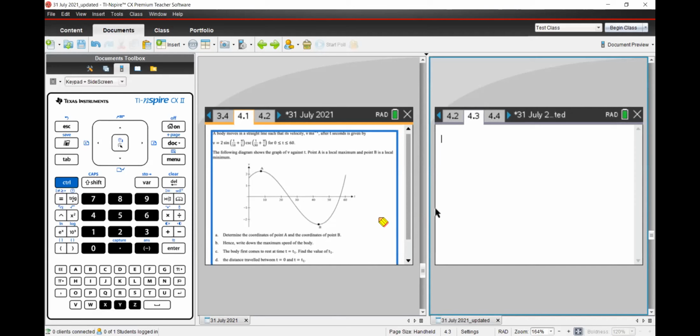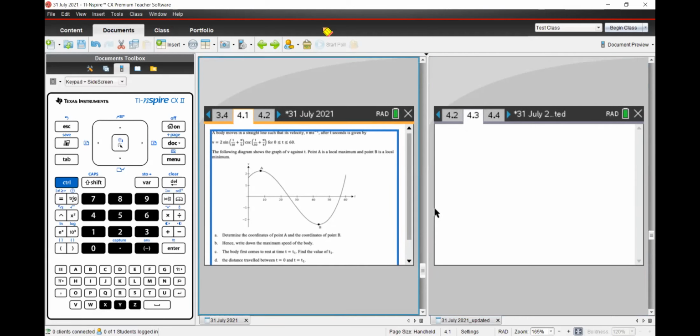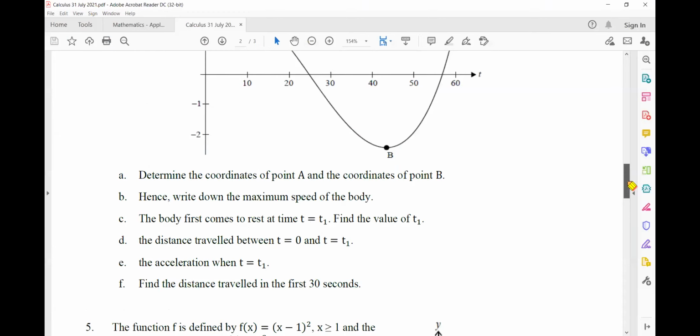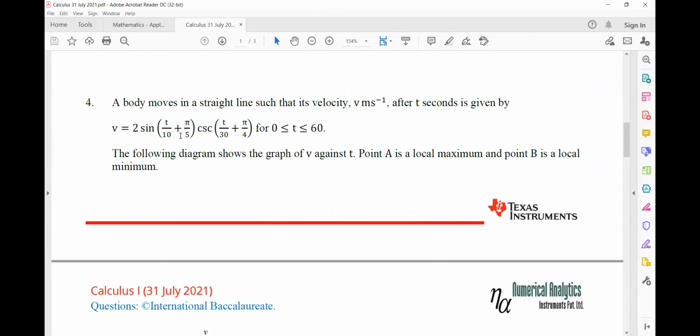Okay, so let's move to question number 4. Let me just share. Here, question number 4 says a body moves in a straight line such that its velocity v after t seconds is given by an equation. The time period is given from 0 to 60 seconds, where t is in seconds and velocity is in meters per second.